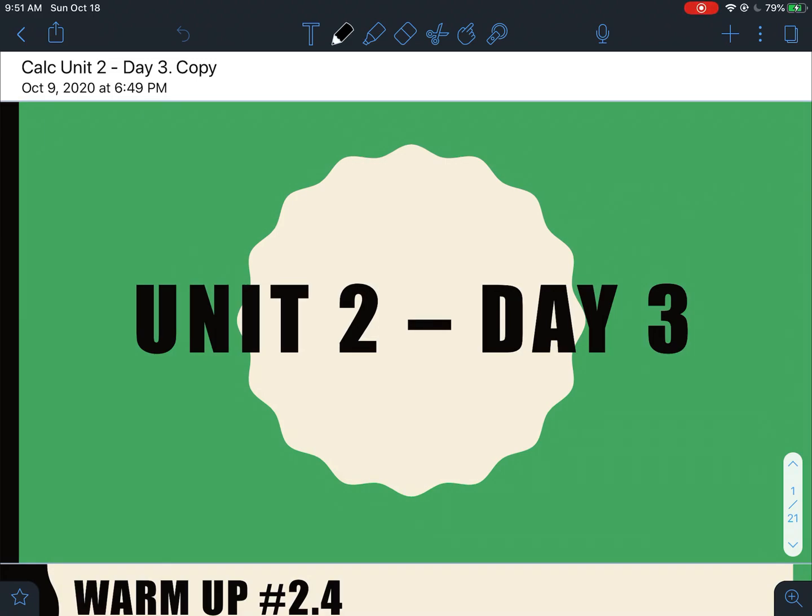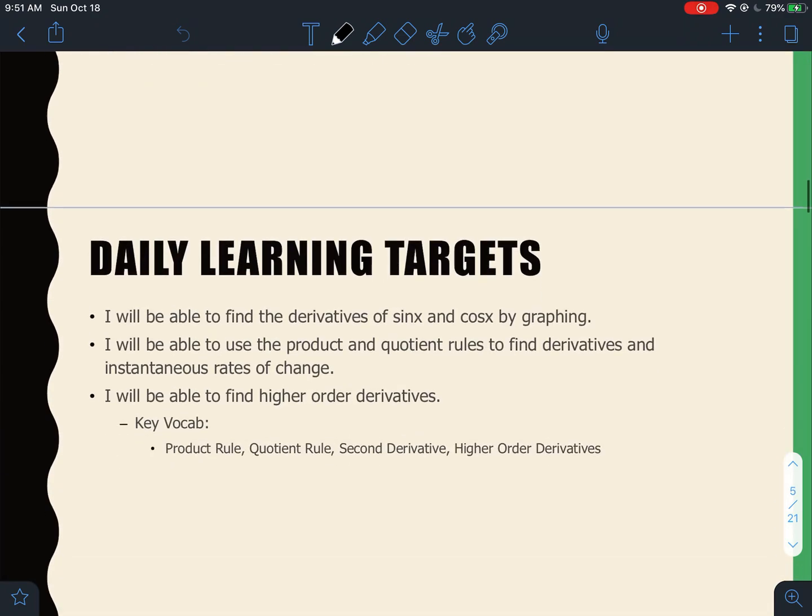These are your notes for Unit 2, Day 3 of Calculus. If you would like to see the warm-up, the review question, or any homework questions we covered in class today, just look at the finish notes.